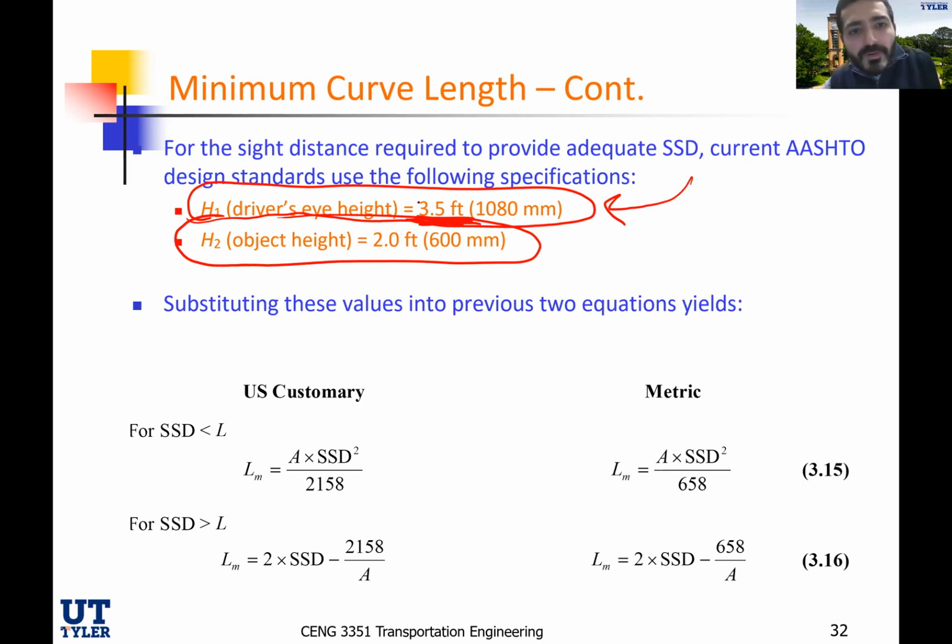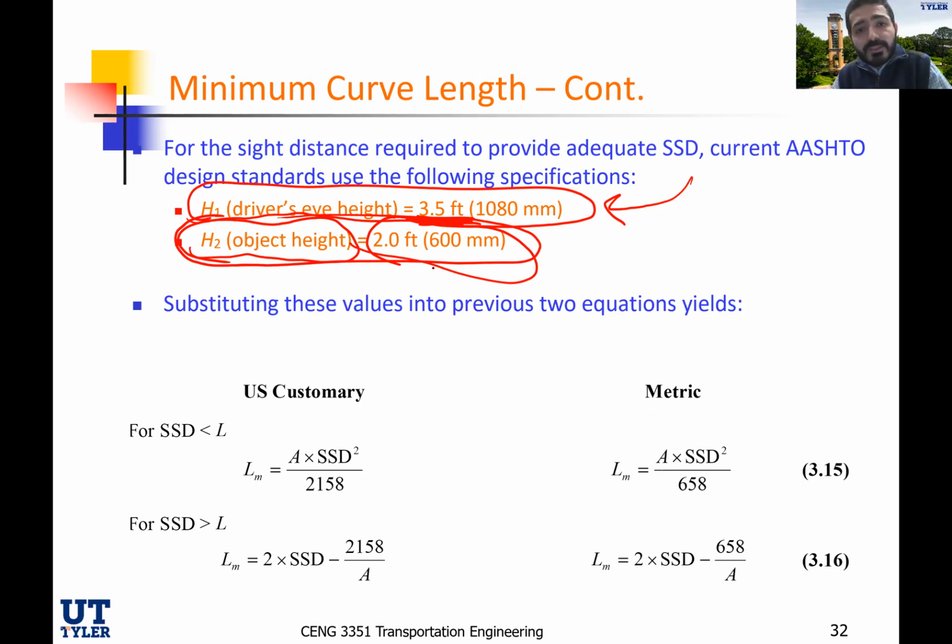You may say this is too small. I get it, and it is too small. But remember, AASHTO is always designing for the worst case scenario. The worst case scenario, you're driving a low profile car. The height of the driver is very small, so you can't really see much. So we need to put it in the equation. Same thing with the height of the obstruction: 2 feet. That's also a very conservative assumption, because if you see something bigger, you're going to be able to spot it from far away, and that's good. But we're always looking for the worst case scenario.